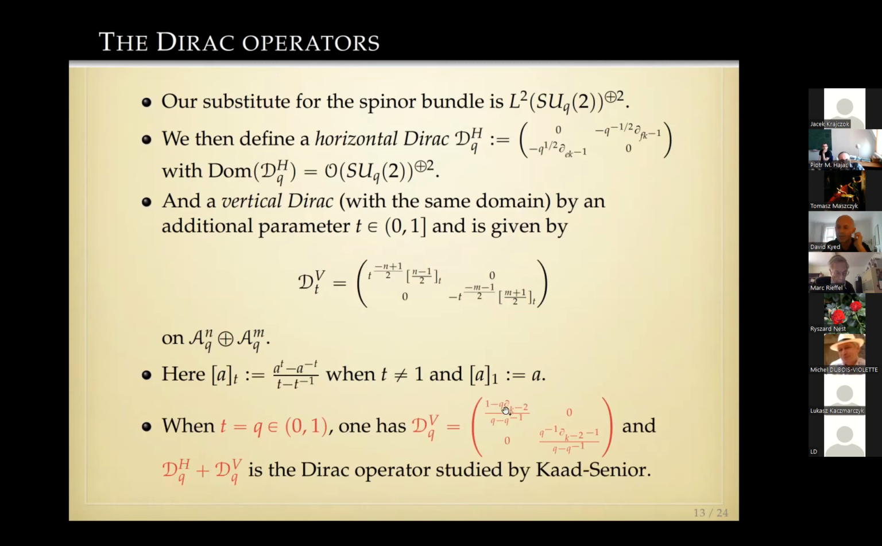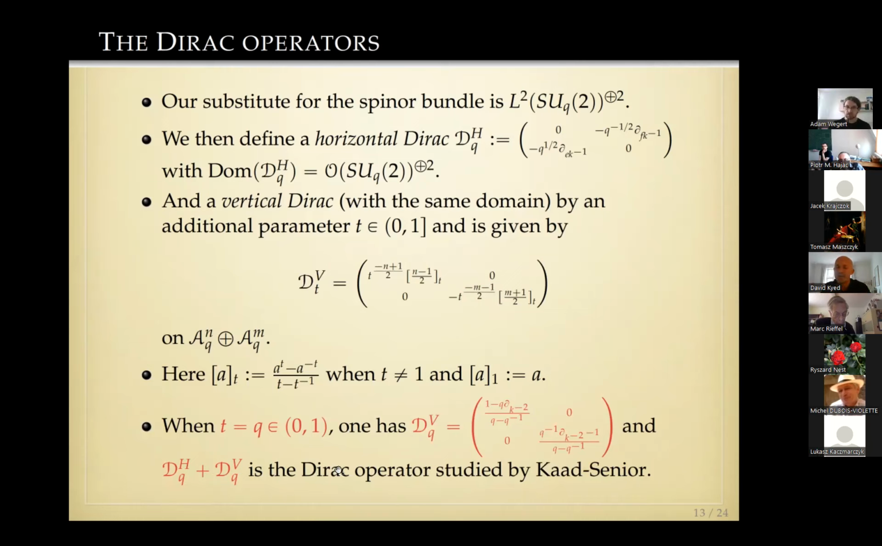So the formula is there. So you see that there are some q's floating around, and then you have this generator k to the -2nd power. But this is exactly, when you sum these 2 guys up, this is exactly the Dirac operator that appeared in the paper by Kurdan Sr. in 2012. Yes, there's a question, I think.